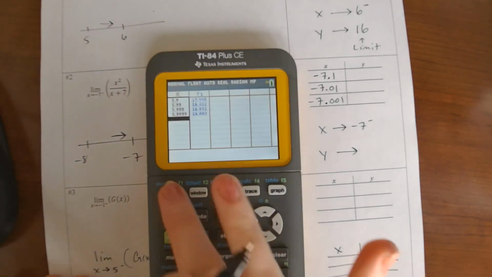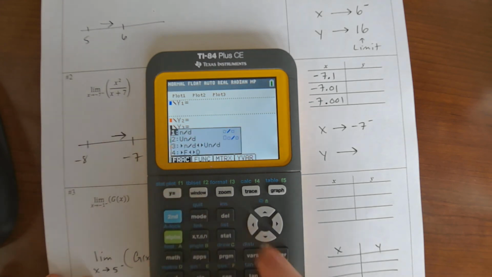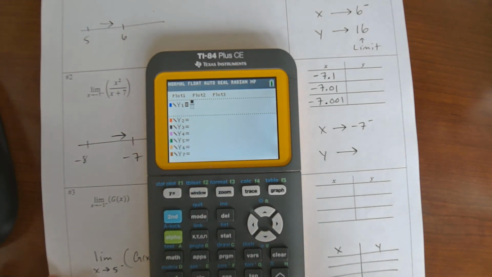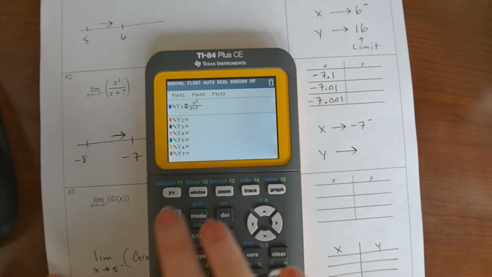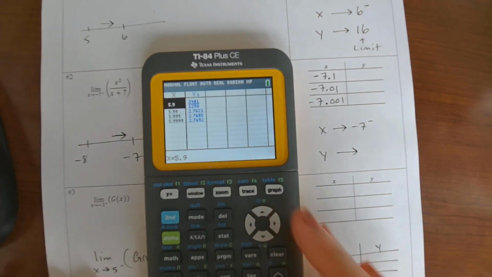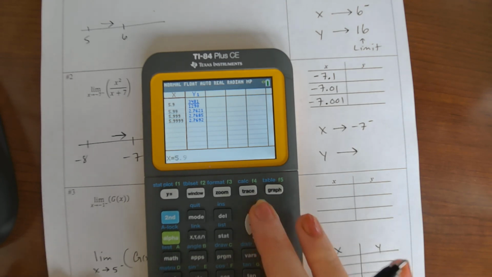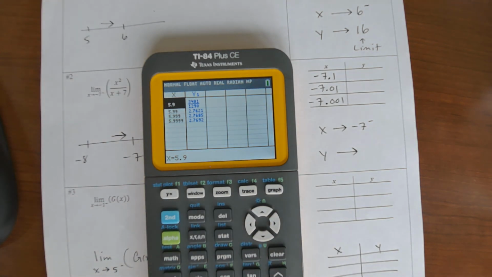So I'm going to do the same thing. Alpha y equals, this is x squared over x plus 7. I'm already on table set, so I go to my table. Oh, and I still have those same values. Shoot, I don't want those. Is there a way to clear them? Oh, I could just type over them.